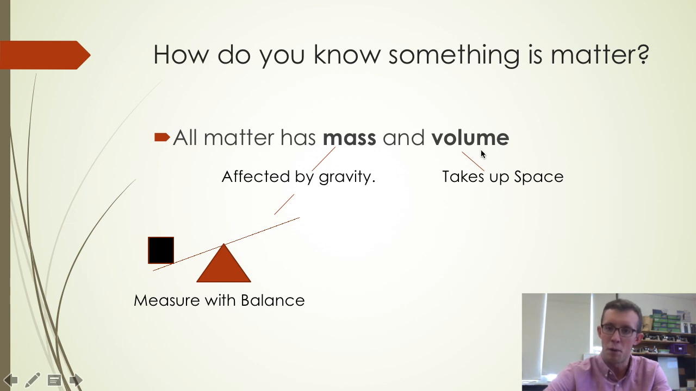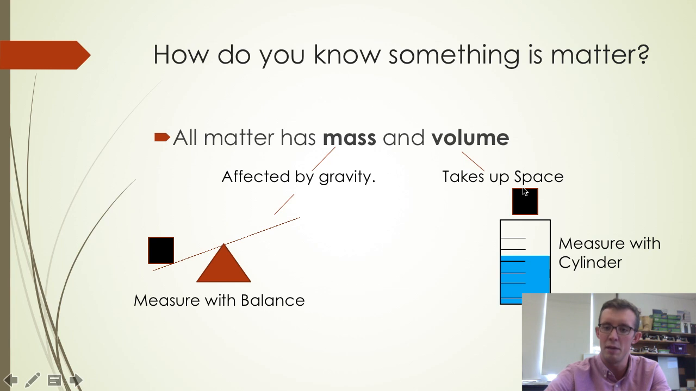Volume, the other property of matter, just means that matter takes up space. The way we can test that is with something called a graduated cylinder. If we take an object and place it into a graduated cylinder that's filled with liquid, if the liquid rises, we know that the object is taking up space, forcing the liquid to rise.